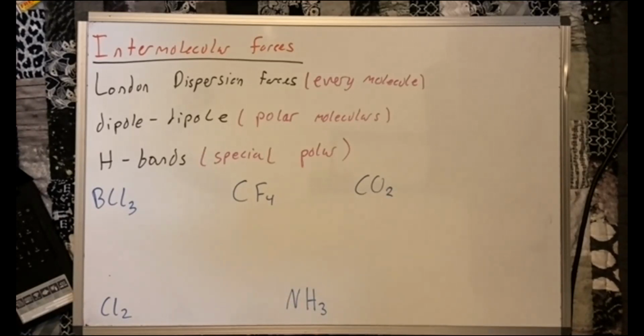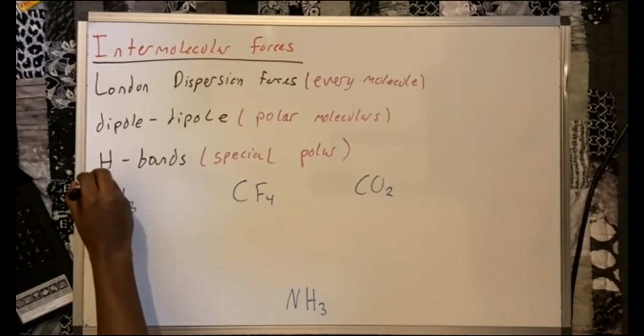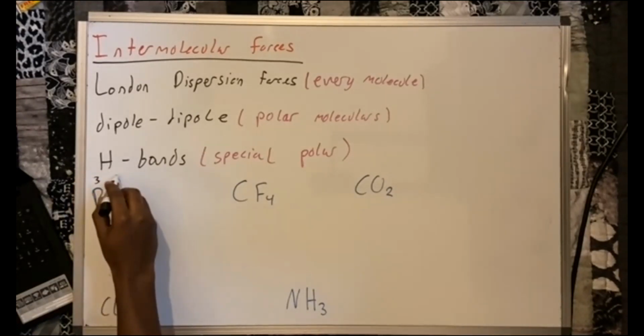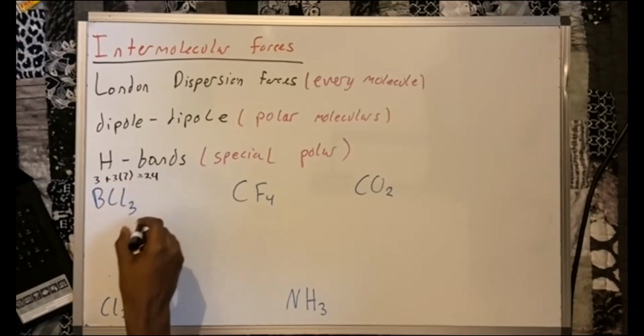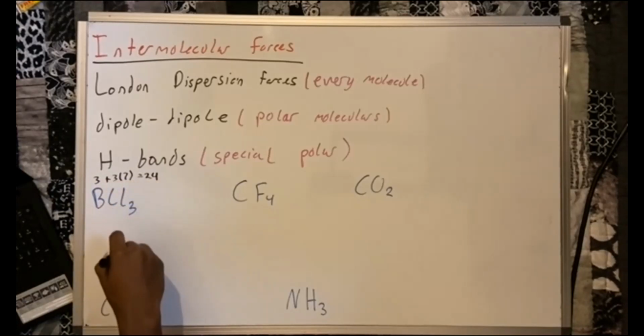Okay, to do this, we need our Lewis structures. A quick refresher on how to do that. We need to know the total number of valence electrons. So boron has 3, chlorine has 7, but there are 3 of them. So 7 times 3 is 21, plus 3 is 24. Okay, so boron's probably going to be my central one. Draw my chlorines.